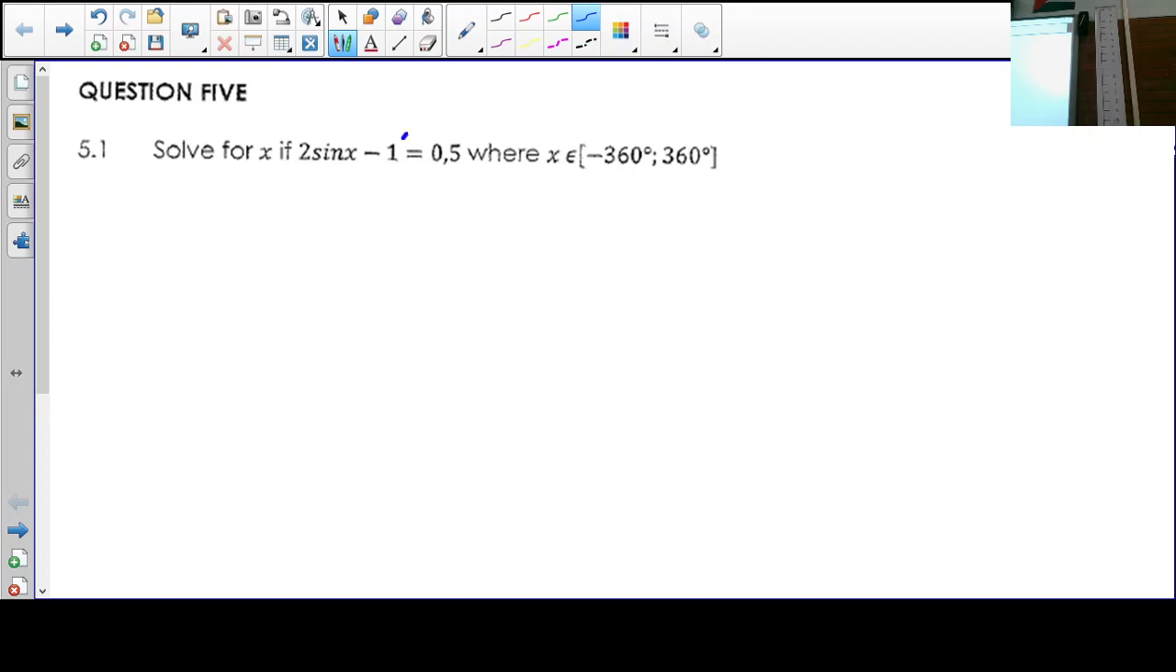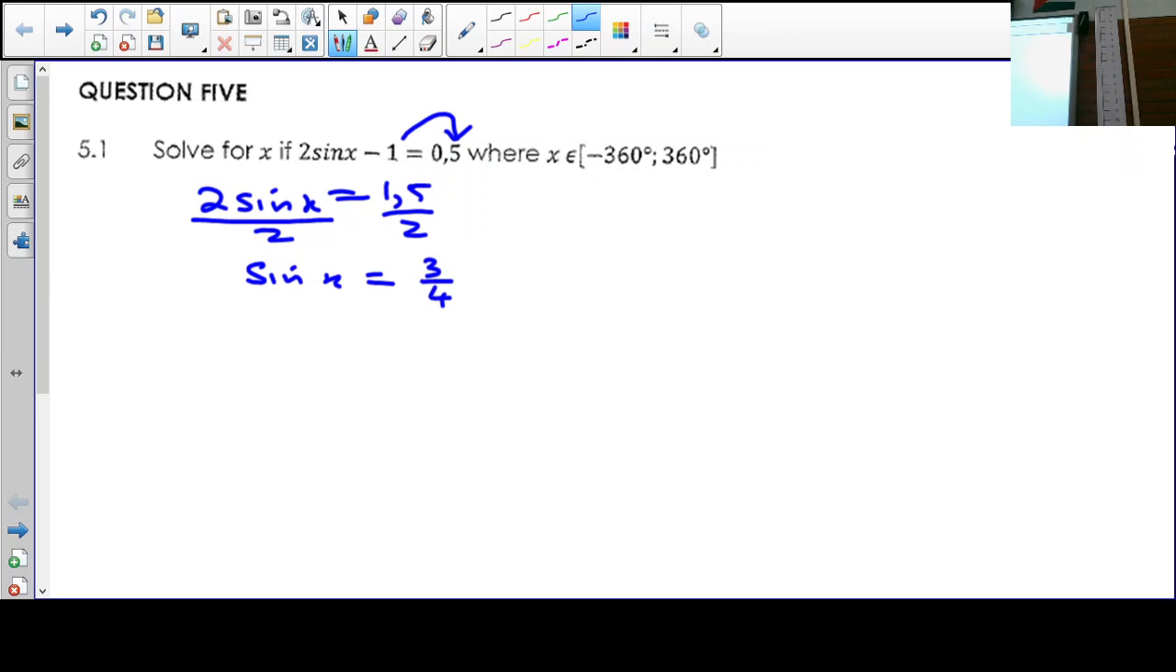So the first thing we do is we take it 1 over. The idea is to isolate sine x. So we then have 2 sine x equals 0,5 minus 1 plus 1 becomes 1,5. So 2 sine x is equal to 1,5. So what do I do now? Divide by 2. So I divide by 2, I then get sine x is equal to 0,75, I think, which is 3 over 4. Not so? Is that correct?